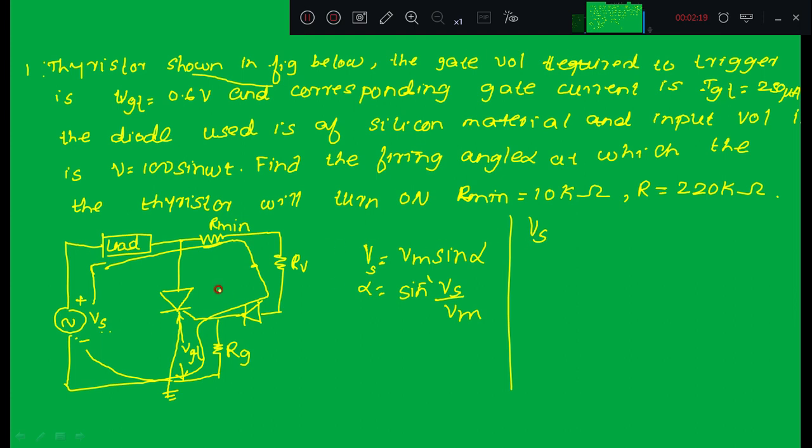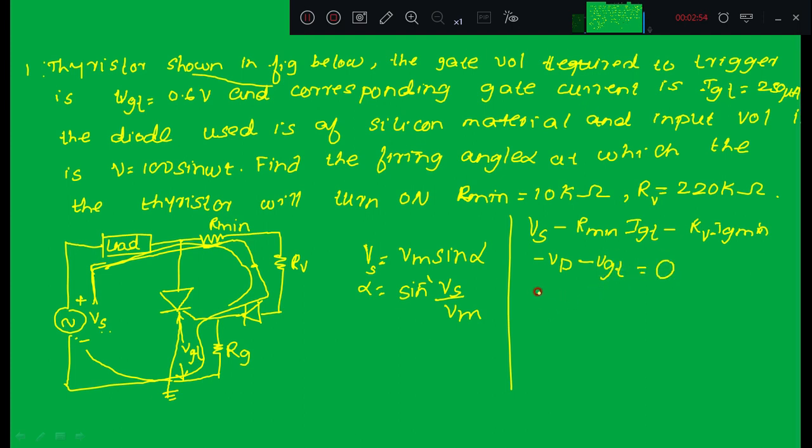So Vs, if I begin from here, plus to minus, this R minimum into the gate current IGT, minus R into IGT, and then the diode will come. So minus the cut-in voltage of the diode, and after that minus VGT will come, equal to 0.